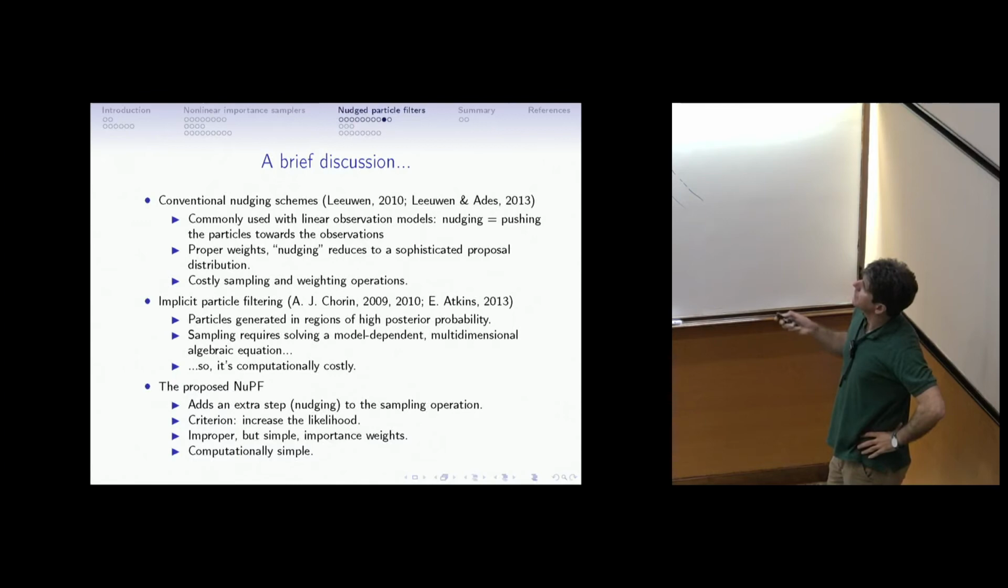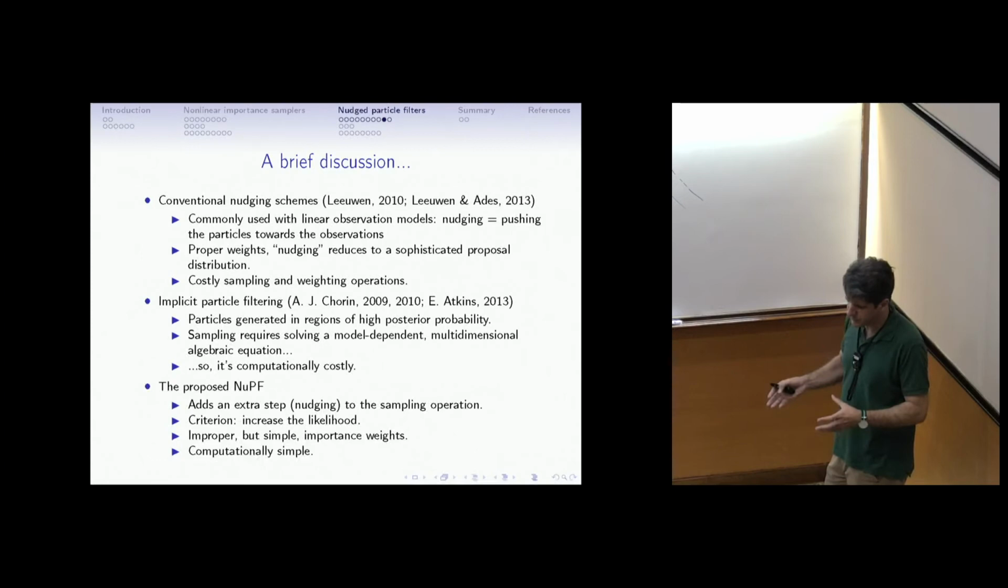If you look into the literature, there are plenty of algorithms of nudging filters. But in most cases, these are techniques which are applied in geophysics, and normally they are dealing with problems where the observations and the states are living on the same space. So you have linear observations. And in that case, nudging is thought of as using something very similar to a Kalman update to push the particles towards the observations, which is not exactly what we're doing here. And most importantly, the weights are proper. All these algorithms can be seen as designing sophisticated proposals, and then you compute your weights according to those proposals. And the weight computation in those cases can be quite costly compared to a basic algorithm.